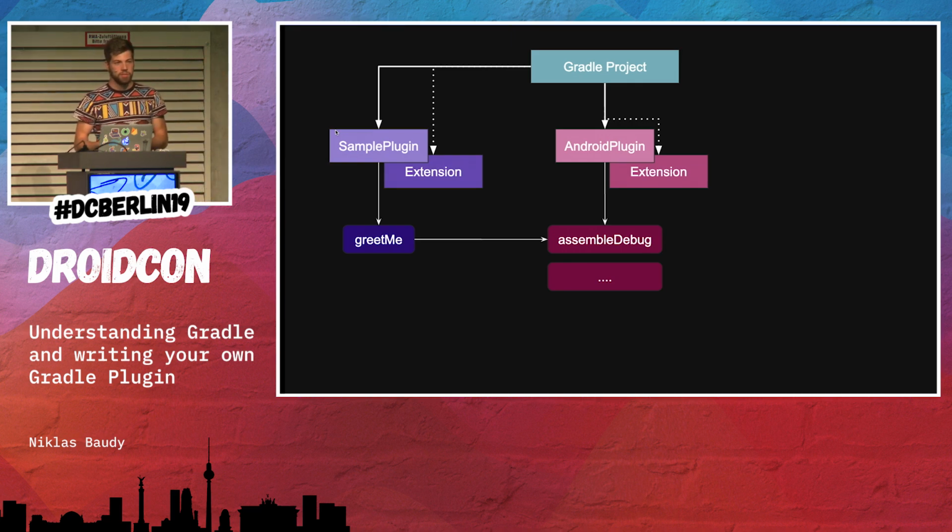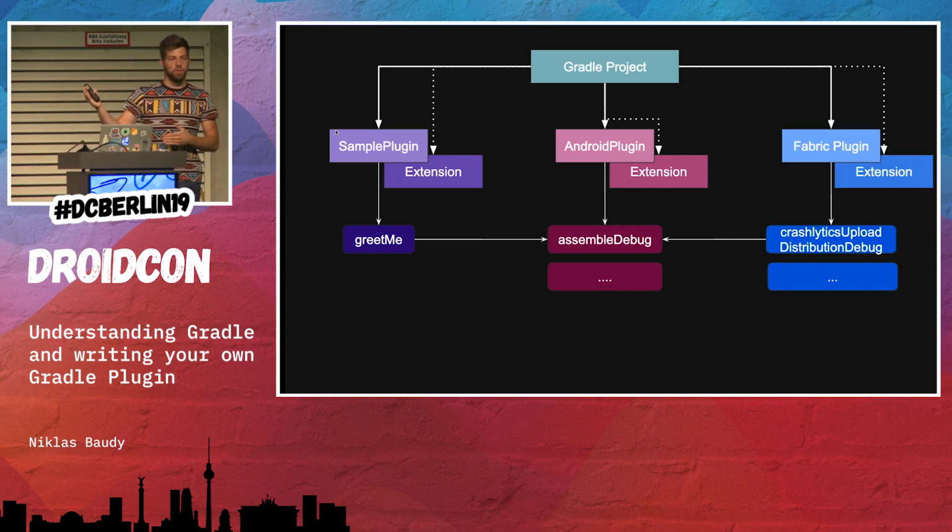One common scenario where this is being used is the Fabric plugin. So we can apply the Fabric plugin. It's bringing its own extension again. And the Fabric plugin has the Crashlytics upload distribution debug task, which is uploading the APK to Fabric, to the beta program where you can download it. That task can say, okay, I need an APK to upload. I know that the Android plugin is applied, and then I can invoke that task, get the outputs, which is the APK, use the path, and upload it to the Fabric server.